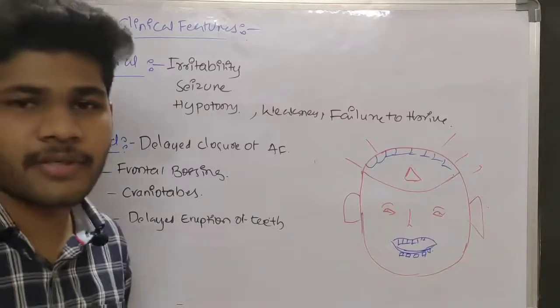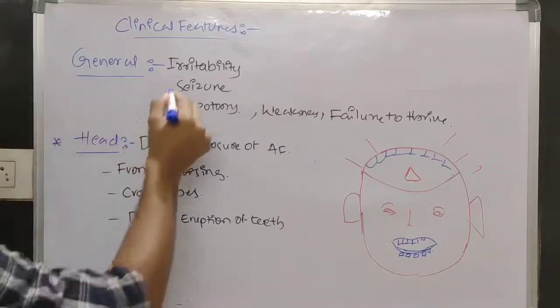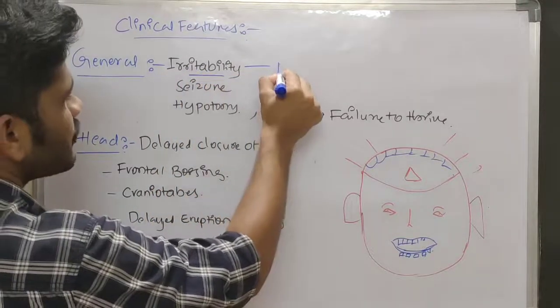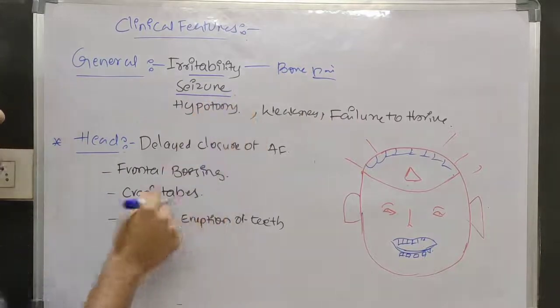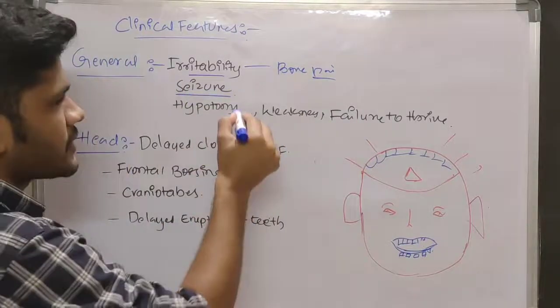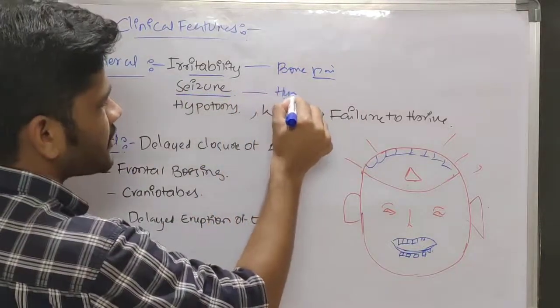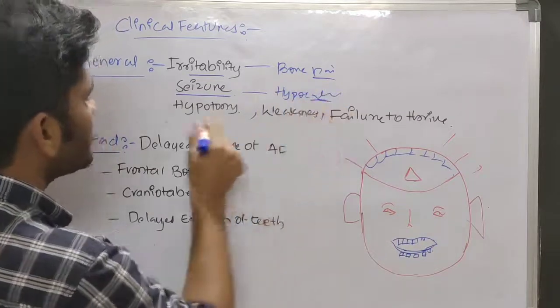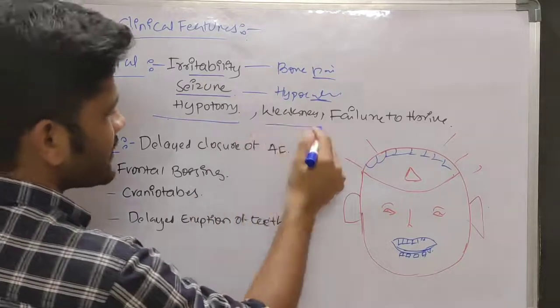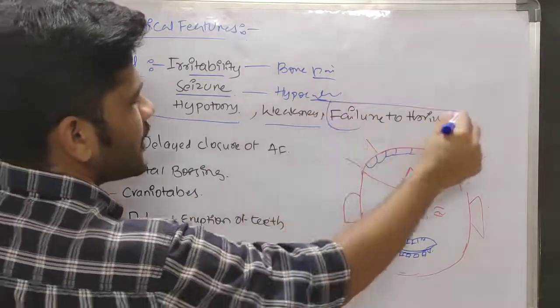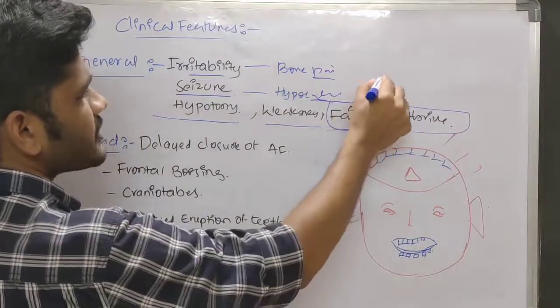The clinical features of rickets: in general, the child is irritable due to the bone pains, and there are seizures. The child will have seizures due to hypocalcemia. And due to hypocalcemia, there is hypotonia and weakness of the muscles, and also failure to thrive due to the deficiency of calcium in the body.